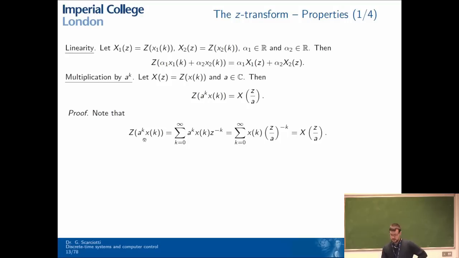The Z transform of a power k x of k is by definition the sum with k that goes from 0 to infinity of a power k times x of k times z power minus k. Now, we can put a power k and z power minus k together like this. This is z over a, power minus k, since 1 over a, power minus k, is actually equal to a power k. At this point, we recognize that this is actually a Z transform. We just have to consider as a variable z divided by a instead of the original variable z. So this is a Z transform where instead of the original variable z, we have z divided by a.